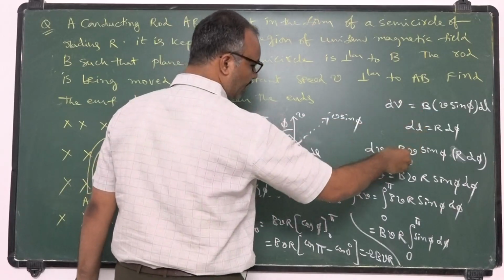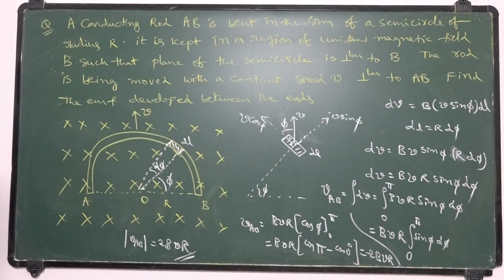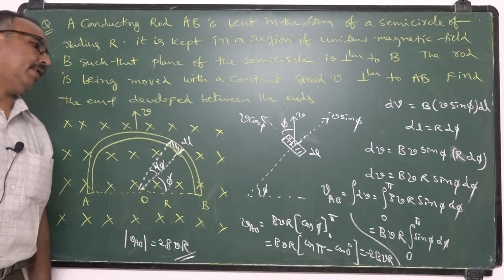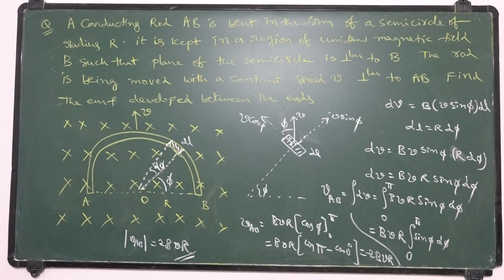Therefore, I substituted that and I calculated the EMF developed between the ends A and B due to the movement of the bended curved shaped conductor inside the magnetic field. I hope everybody followed this solution.